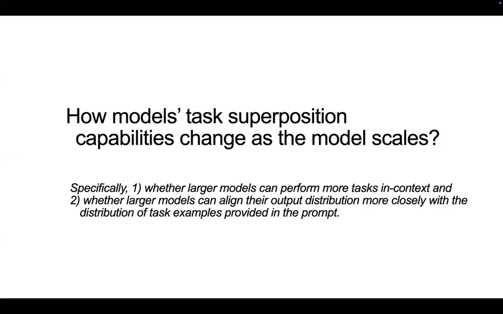So as our last question, having seen those interesting phenomena of test superposition, we wonder how models' test superposition ability changes as the model scales. We specifically consider two questions: whether larger models can perform more tasks in context, and whether larger models can align their output distribution more closely with the distribution of test examples provided in the prompt.